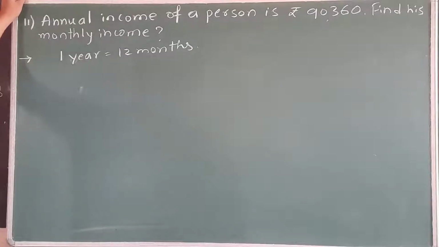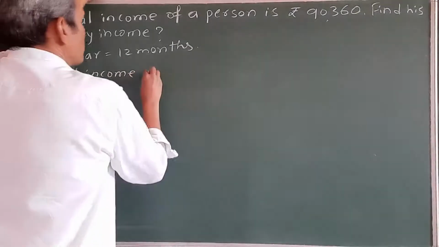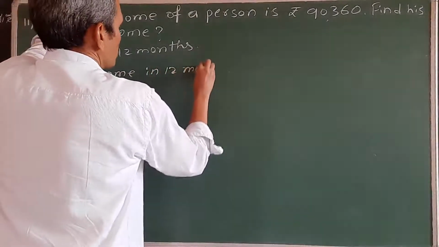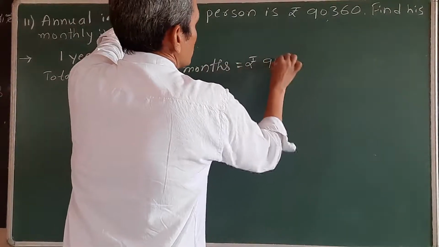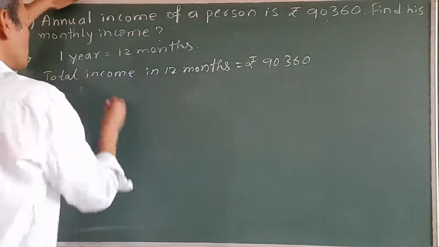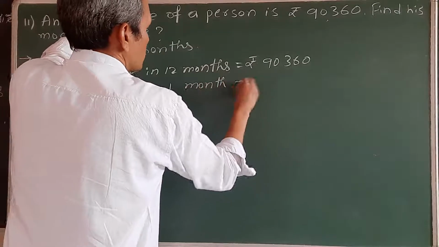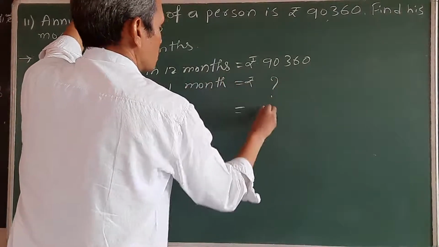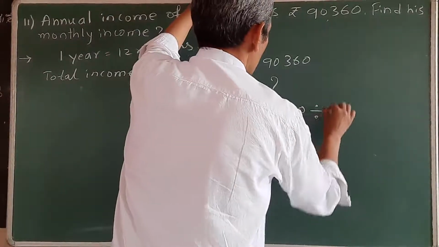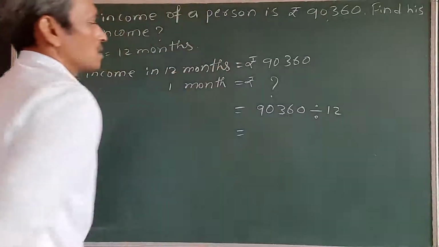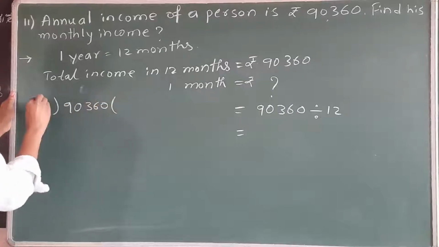Now we will write: total income in 12 months is rupees 90,360, and total income in 1 month is rupees how much? If I divide 90,360 by 12, we will get this result. See here, 90,360 by 12.